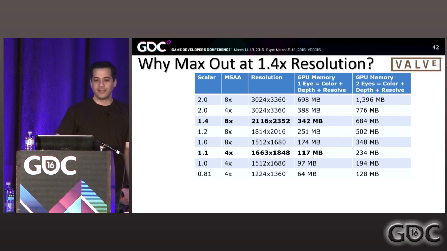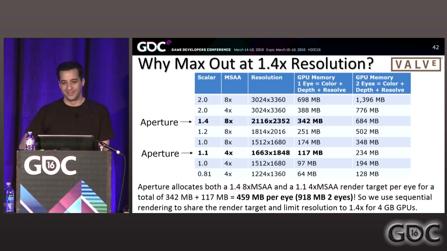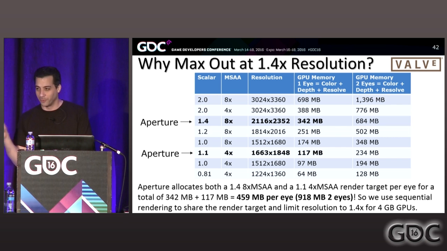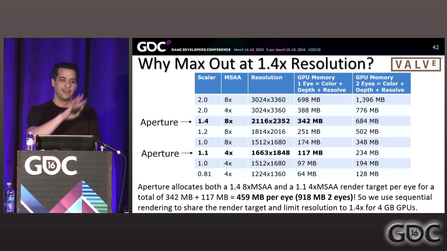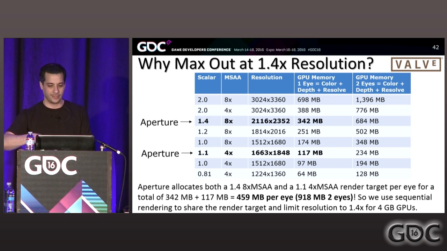One thing I want to mention is why is my scale maxing out at 1.4? Why aren't I going above 1.4? Memory. On my adaptive quality scale, the high end uses 8x MSAA, the low end uses 4x MSAA. That means I have two sets of MSAA render targets. I have a high-res 8x MSAA render target, and a lower-res 4x MSAA render target. The 8x render target is a 1.4 scalar, so it's 2116 by 2352. It's 342 megs of GPU memory for the MSAA color buffer, MSAA depth buffer, and the resolve color buffer. At the same time, I also have a 4x MSAA render target with its color buffer and resolve buffer at 117 megs. So I have a total of 459 megs per eye of just render targets.